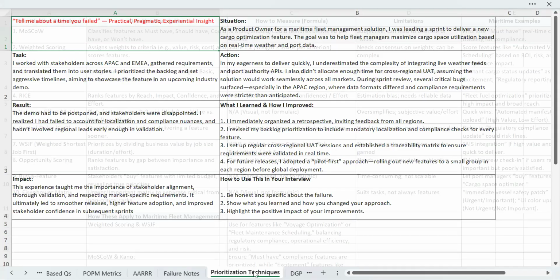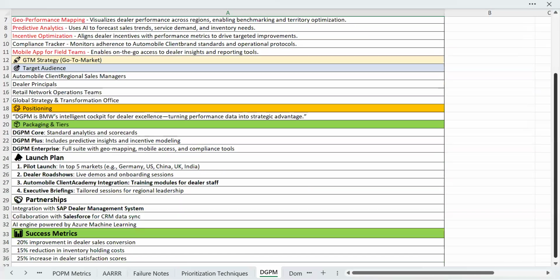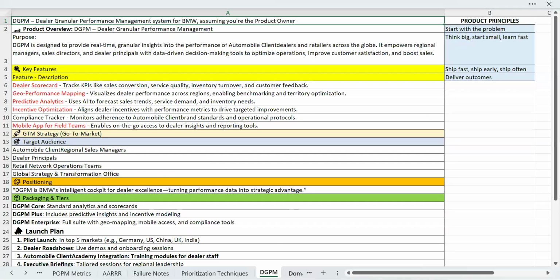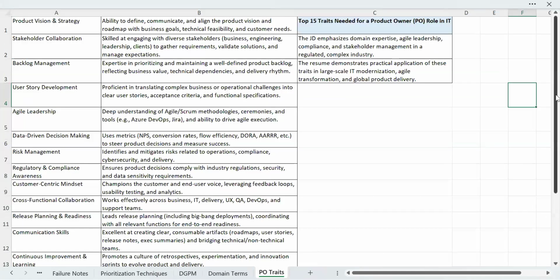And here I have given a lot of prioritization techniques, and every technique has its own pros and cons. Every technique has its own limitation, so you need to know which technique to use where, to what extent, and most importantly why. And some examples from the previous projects, because the interviewer may ask you what kind of example you have from your previous projects. Some of the frequently used domain terms, followed by the top 15 traits needed for a product owner or a product manager role in the interview.